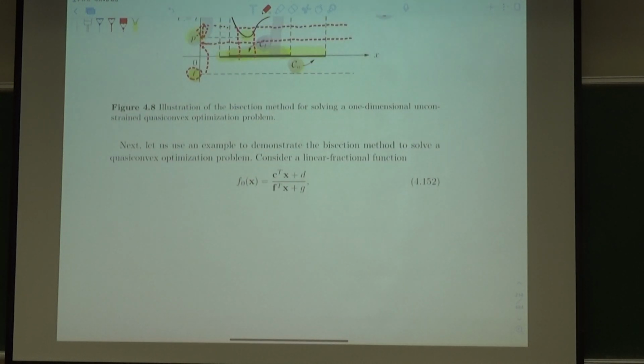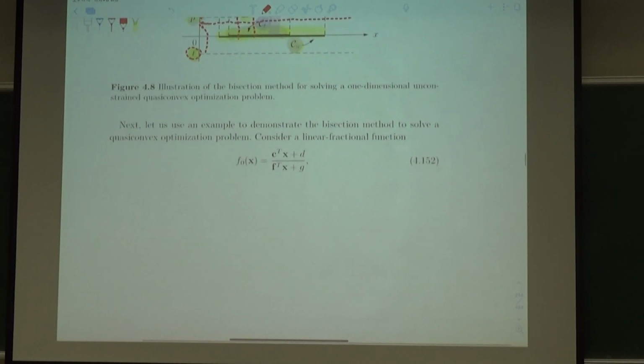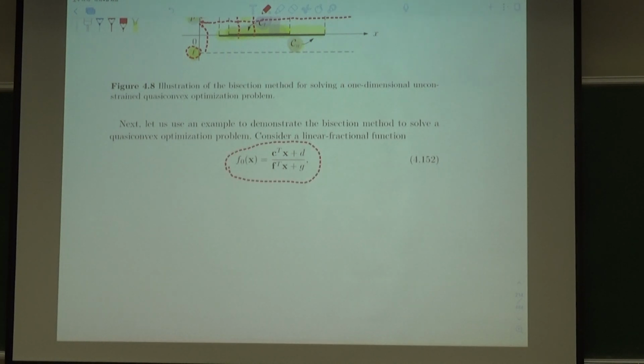So I think it's a very straightforward thing. Let me give you some examples. First of all, we define the example with f0 given by this. The denominator is a linear affine function. The numerator is also an affine function. This is a variable.